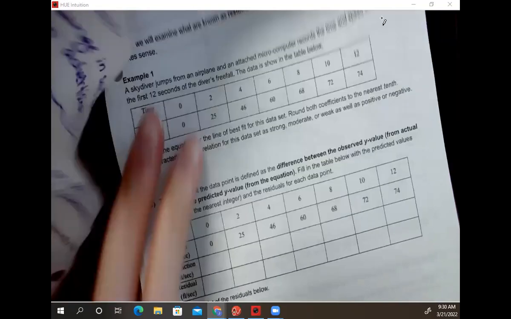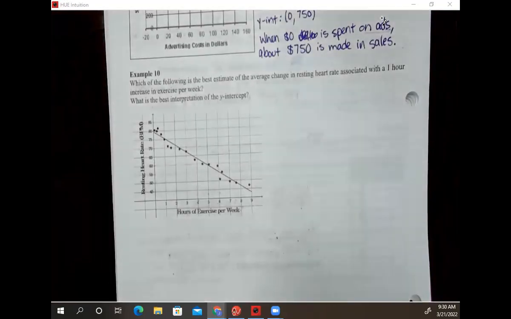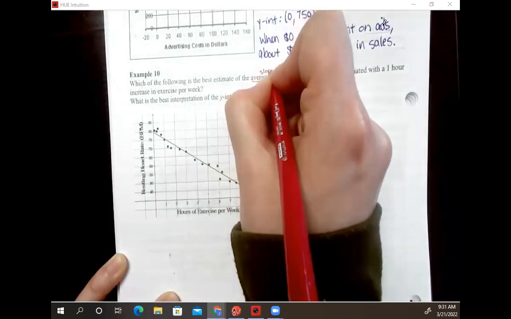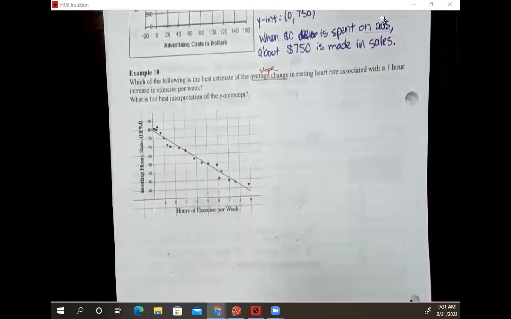Okay, turn the page, and we've got one more example to look at together for today. So again, we did example 9 in the notes. We're going to take a look at example 10, but example 10 is the same type of problem as example 9. Example 10 says, which of the following is the best estimate for the average change in resting heart rate associated with a 1-hour increase in exercise per week? Okay, I see best estimate of the average change. So I know I'm going to find slope again. And then I want to give the best interpretation of the y-intercept.